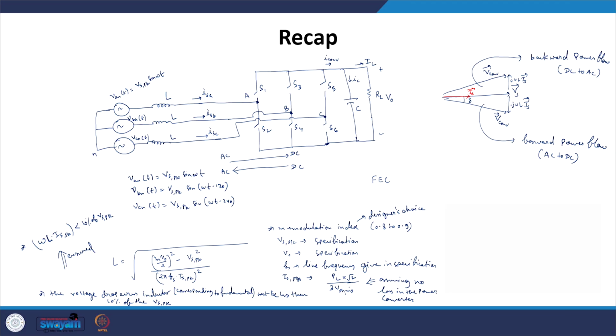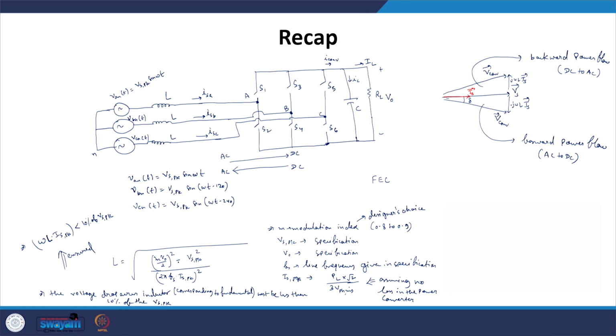Now how can we change this delta angle? This Vs we cannot change, but we can change this V converter which we are applying from here, and that's when we can obtain the required performance. And we have seen how we can calculate the inductance value. So the inductance value we can calculate by using this formula.